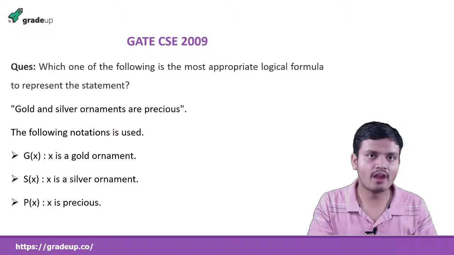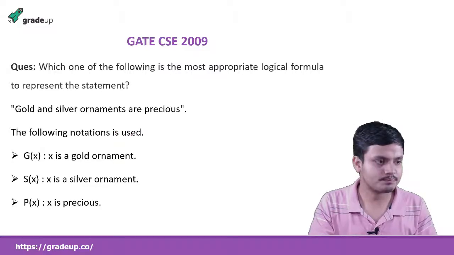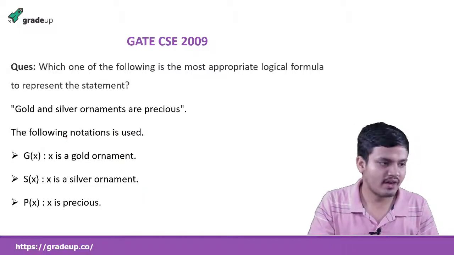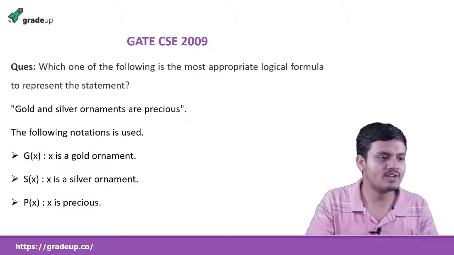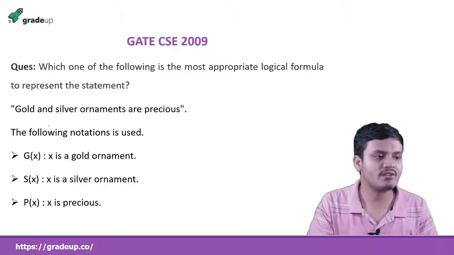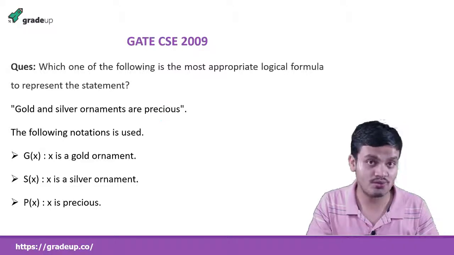So try yourself. First pause the video and try it yourself, then we will see it. Okay, try it. Here we are given gold and silver ornaments are precious. This sentence is saying for all gold and silver, not only a single piece of gold.